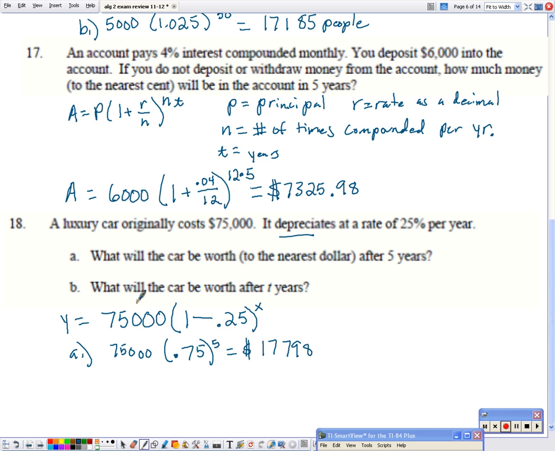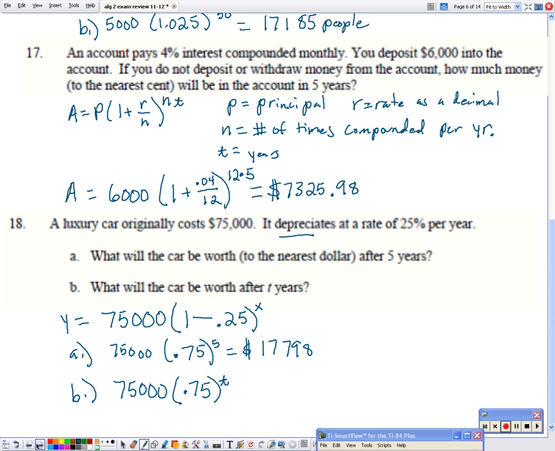Part B says, what will the car be worth after t years? I have to tell you, I think it's kind of dumb. They should have asked that as A, because we're just going to give our formula raised to t. It's silly.